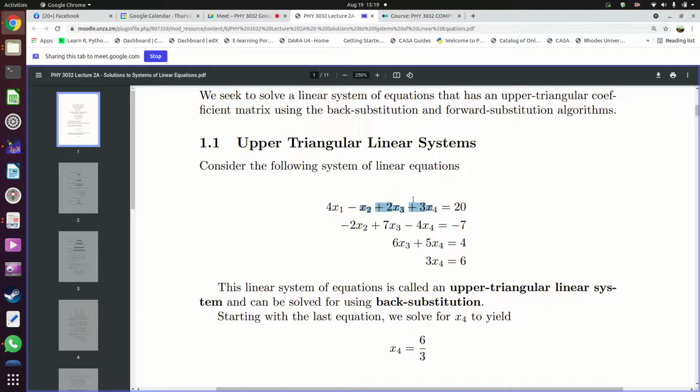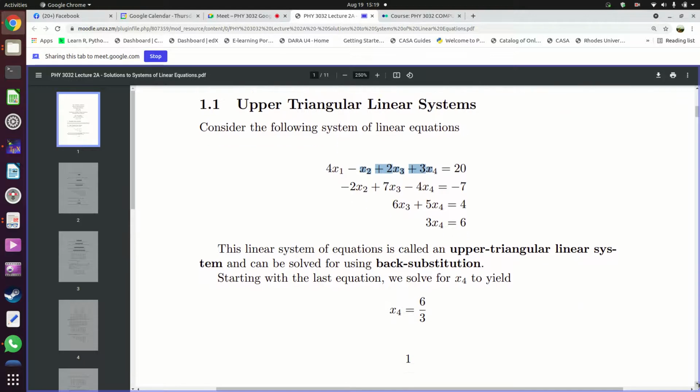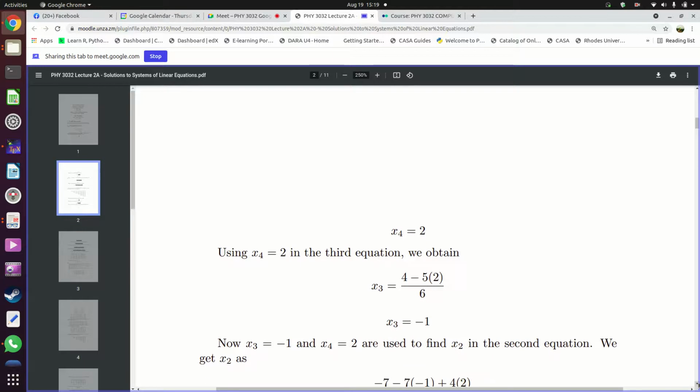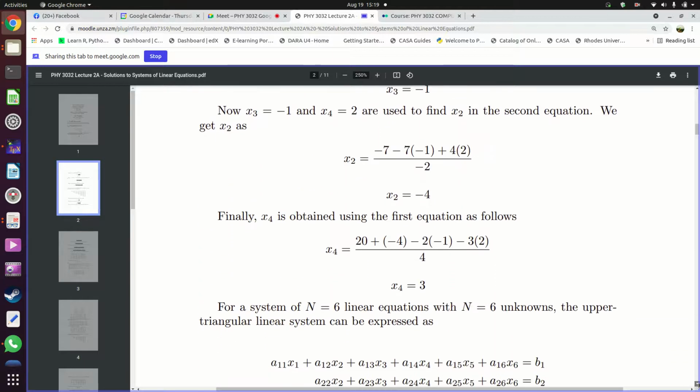So we're going to end up with x1 equals 20 plus x2 minus 2x3 minus 3x4, the whole thing divided by 4. Then we substitute the values of x2, x1, and x3, which we have obtained. And when you do that, we're going to end up with the following.